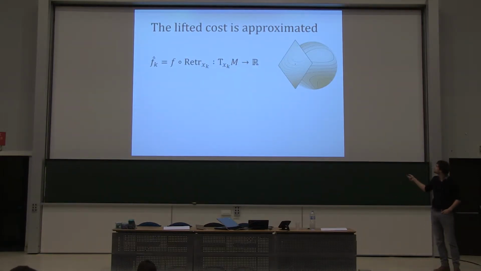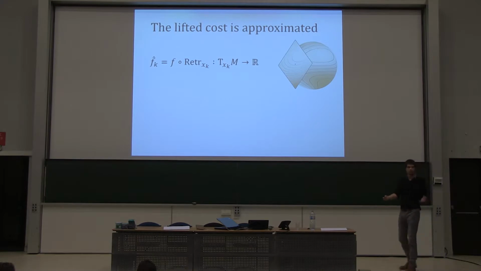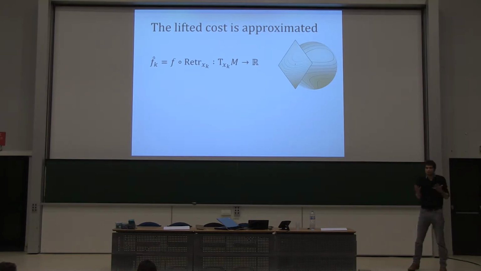Okay, so how do you do that? So you have this cost function f defined on a manifold, and you want to move it to the tangent space, and what you can do is simply take the composition of your cost function with the retraction. Okay, so the retraction maps from the tangent space to the manifold, and the function f maps from the manifold to the reals. So when you compose them, you indeed get a function that goes from the tangent space to the reals, and this is going to be our local model, or lifted cost.